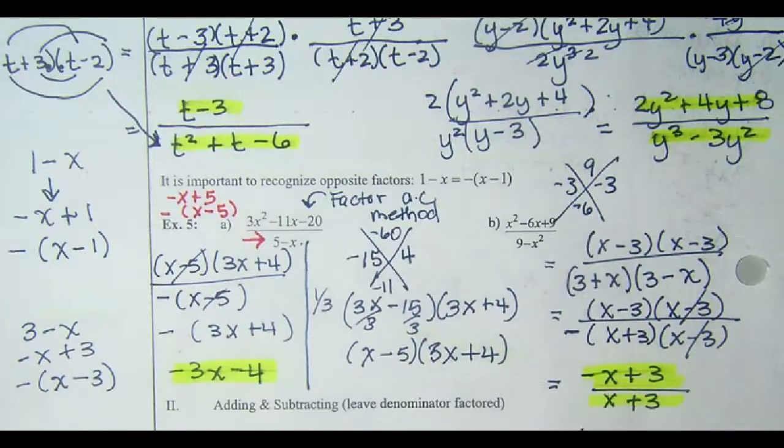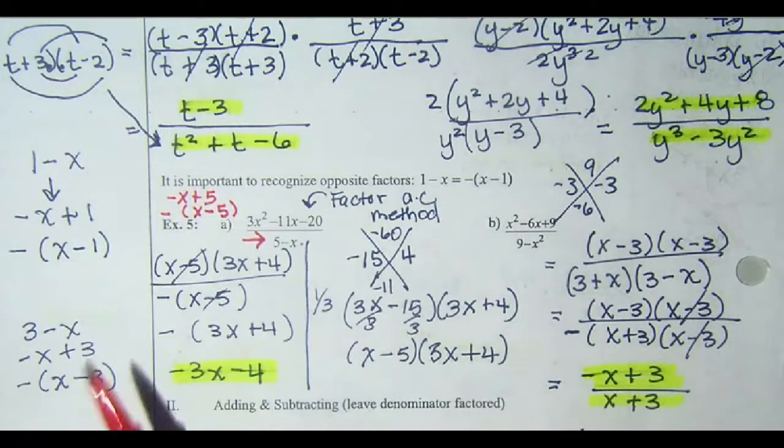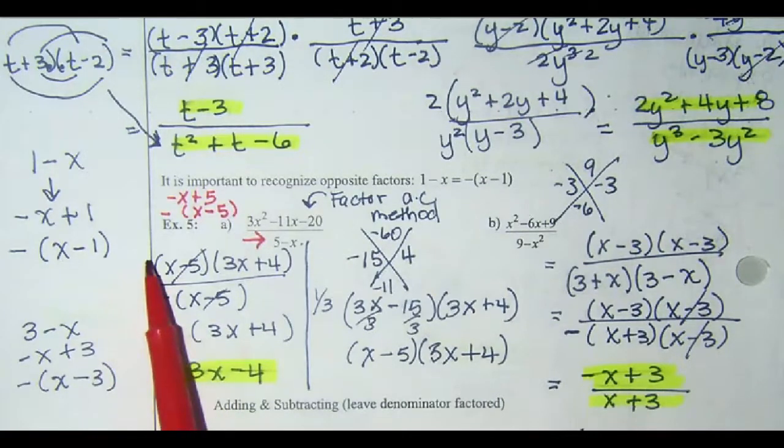And that's going to be important because if I change how this looks, then when I factor the numerator, the x minus 5's will cancel. Now, no one likes a negative in the denominator, so the negative in the denominator can be moved up to the numerator, which is what I did here, and then I distributed it.